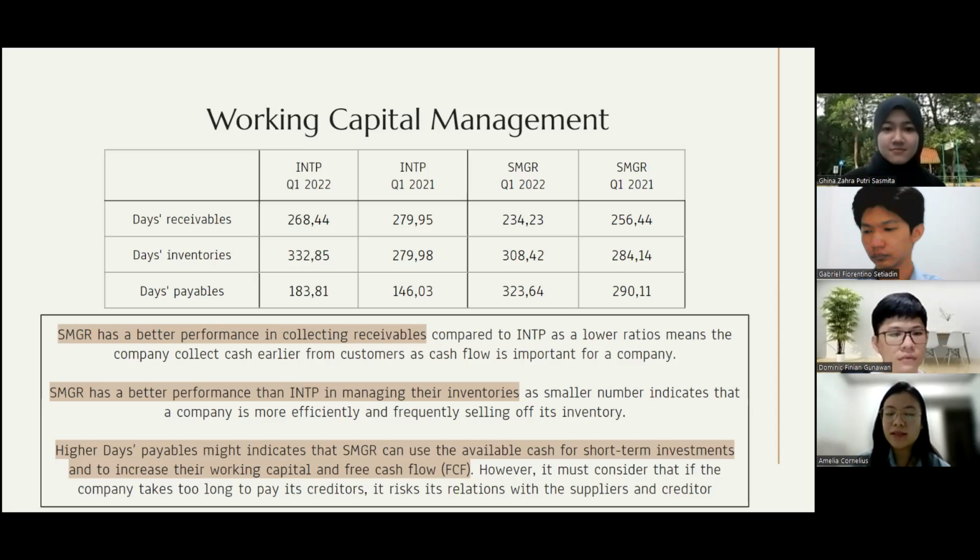Higher days payables may indicate that SMGR can use the available cash for short-term investment and to increase its working capital and free cash flow. However, it must consider that if the company takes too long to pay its creditors, it risks its relations with the suppliers and creditors.